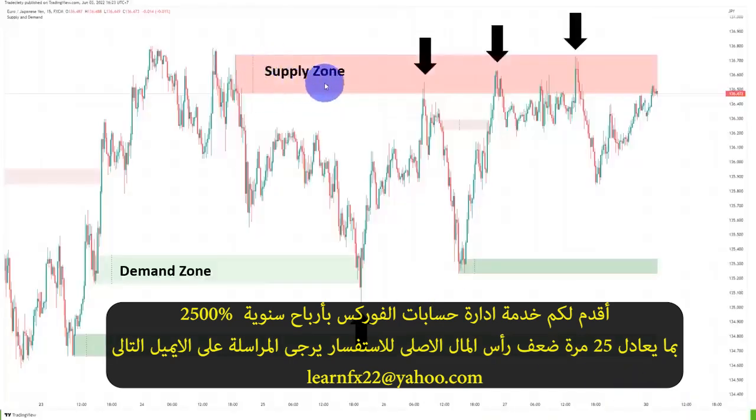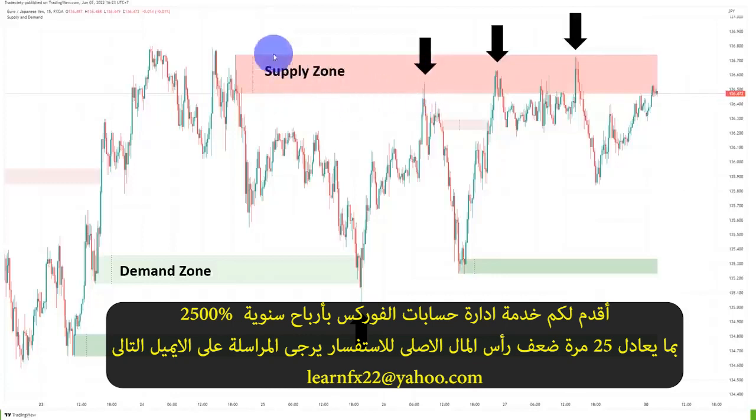So a supply zone is a zone where we have seen a lot of selling, and it makes more selling in the future more likely. So the supply zone has been created here, and there are a lot of factors that go into the creation of supply and demand zones. So check the videos in the video description. Also, there's a link to this indicator. This is a supply and demand indicator that you can check as well.